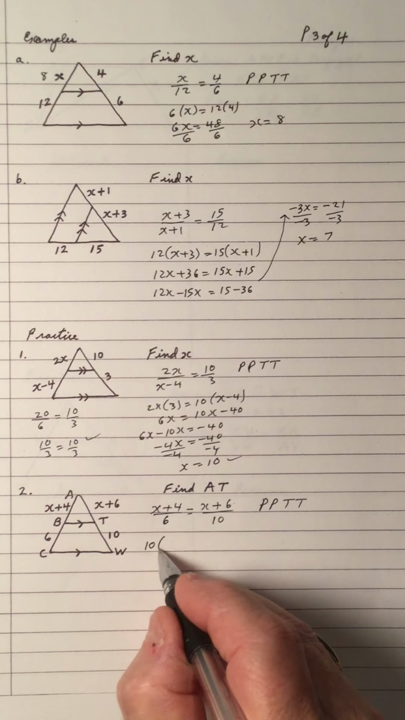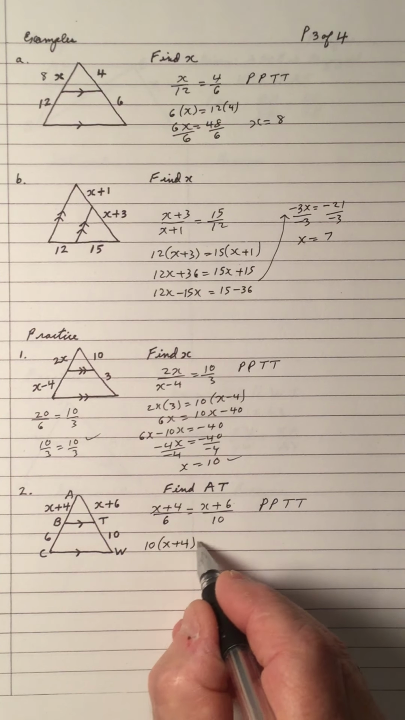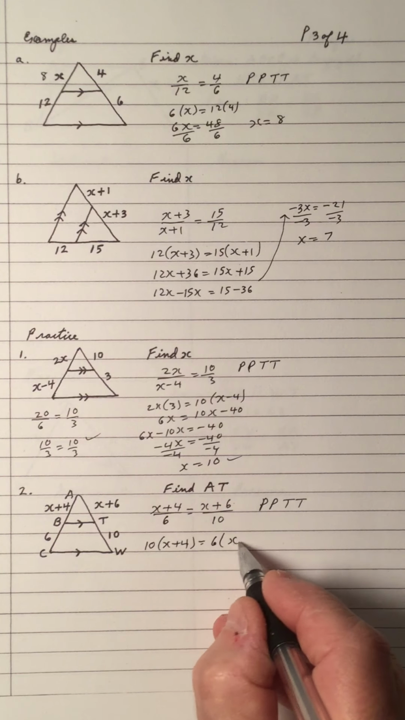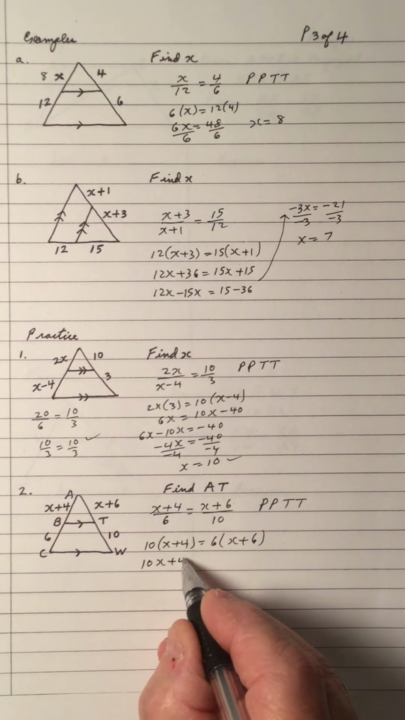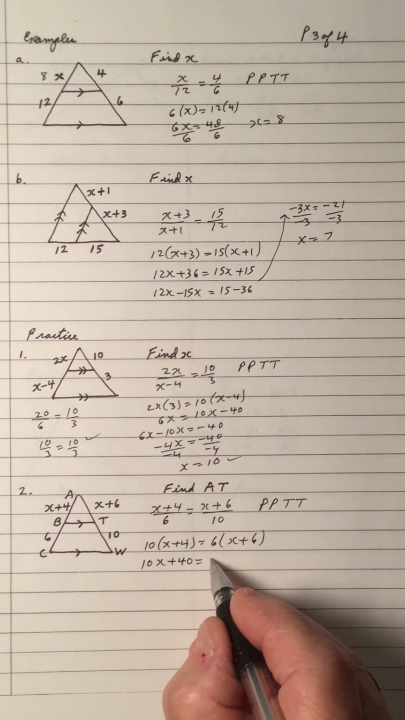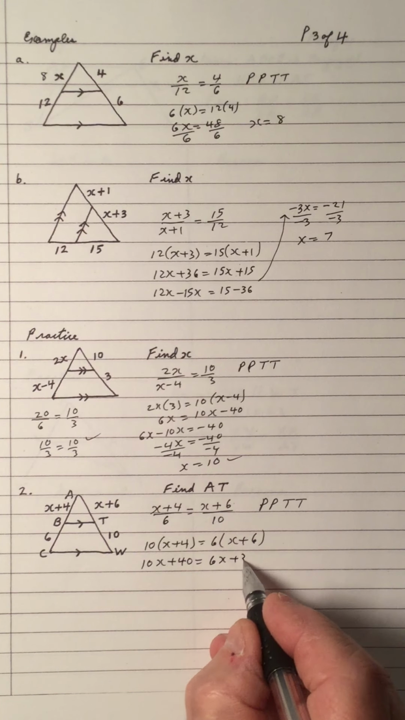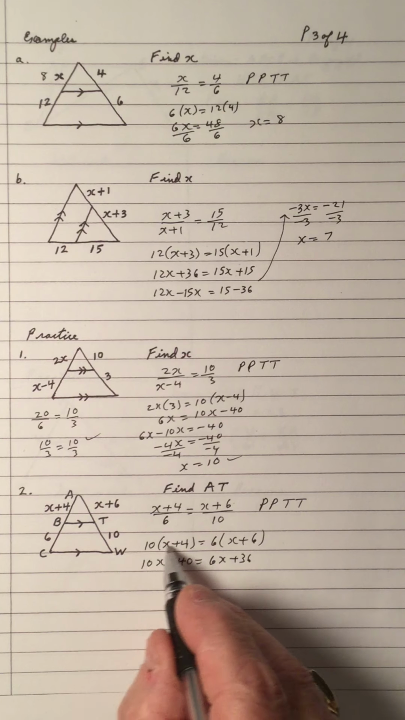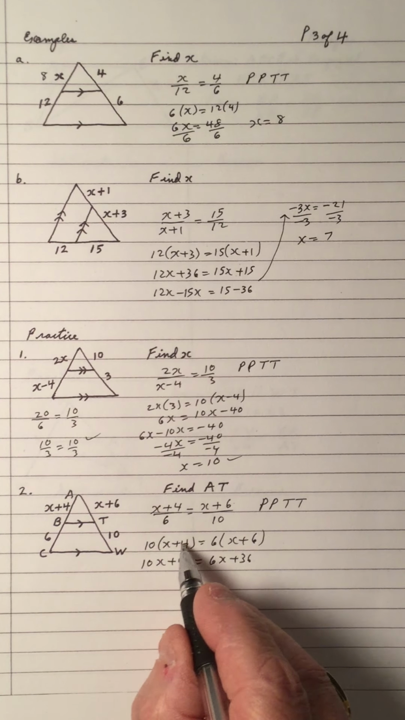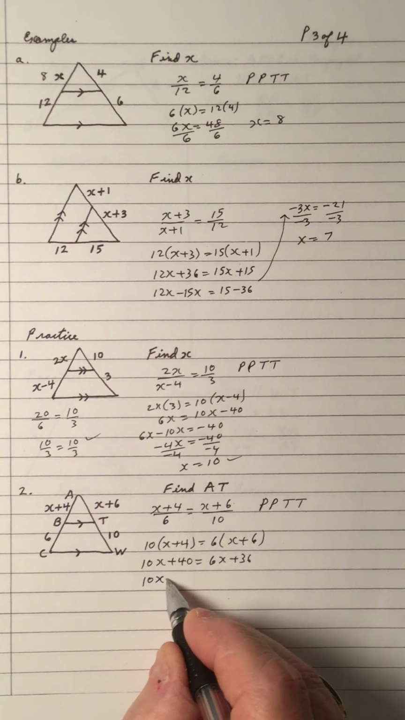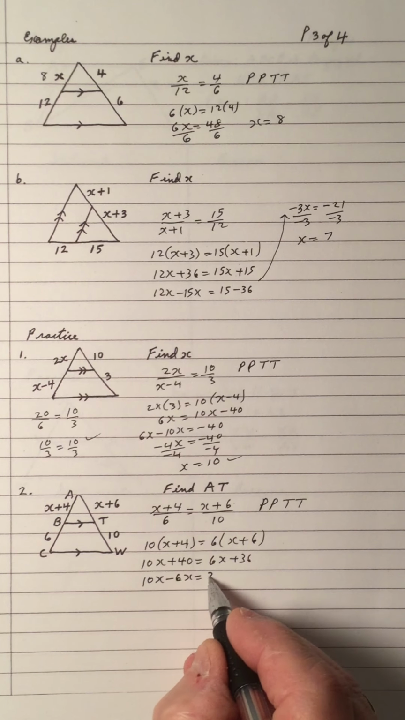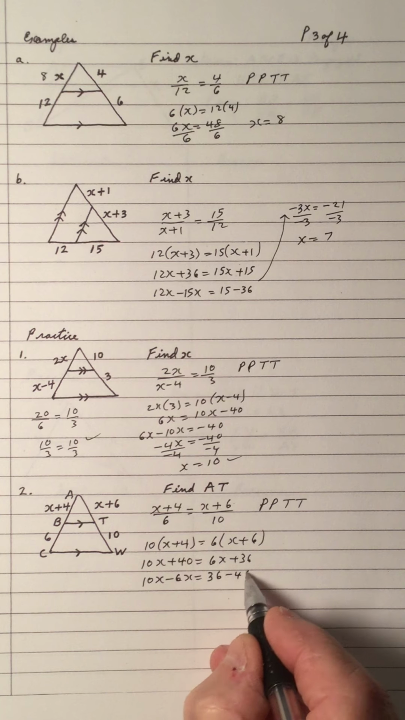Cross multiply. 10 times x plus 4 equals 6 times x plus 6. Multiply: 10x plus 40 equals 6x plus 36. Notice the 10 is multiplied by x and 4, and the 6 is multiplied by x and 6. 10x minus 6x is 36 minus 40.